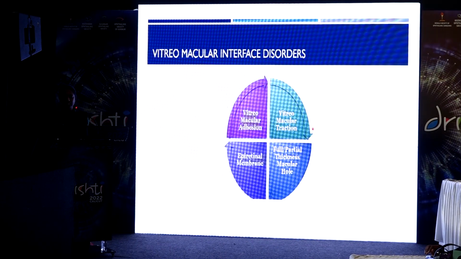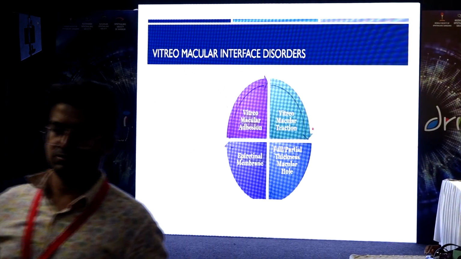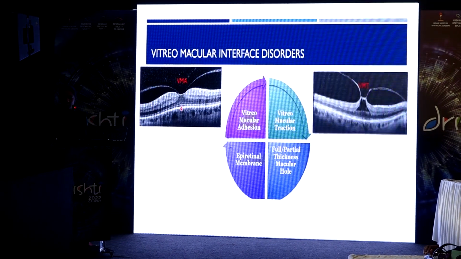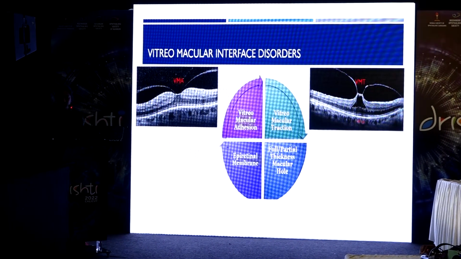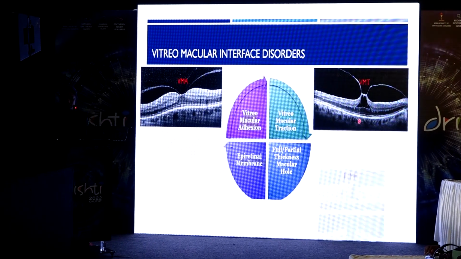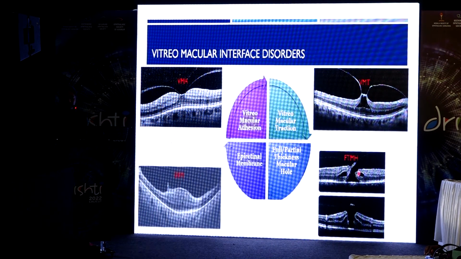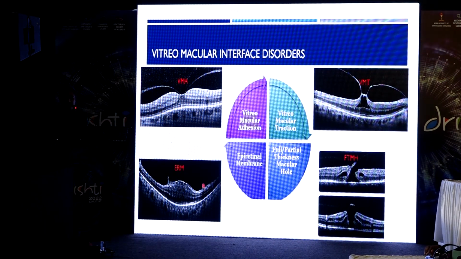Problems occur only if there is an abnormal adhesion between the vitreous and the internal limiting membrane. It can lead to vitreomacular adhesion, that means there is only attachment but the layers are entirely normal. Or when it changes the foveal architecture, we call it vitreomacular traction, or it can open up leading to full thickness macular hole, or it can lead to a proliferation on the retinal surface leading to epiretinal membrane.